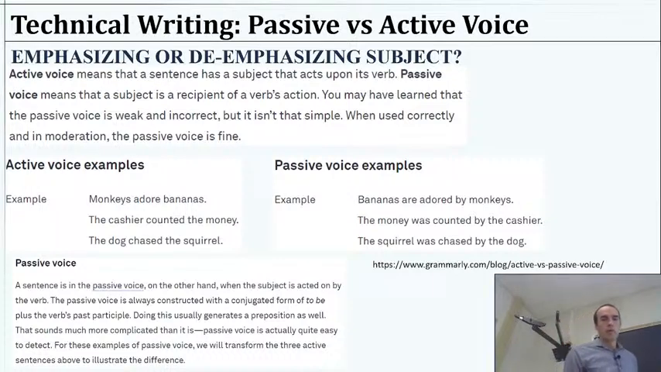All right, so this goes on to say a bit about the passive voice. The subject is acted on by the verb. It's always constructed with a conjugated form of to be plus the verb's past participle. So that's was counted, was chased, are adored.